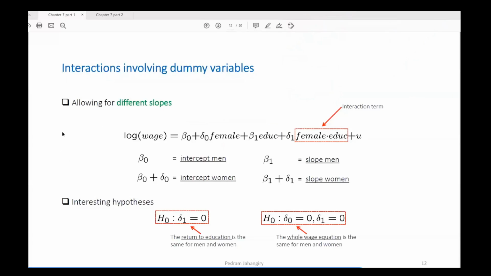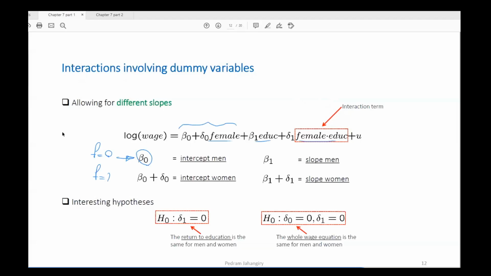So let's say we are regressing log wage on female, education, and this interaction term. Now let's see what we have. Again, remember, your female can be either 1 or 0, right? If female is 0, what is the intercept? Look at that, female is 0, so the intercept is going to be beta 0.